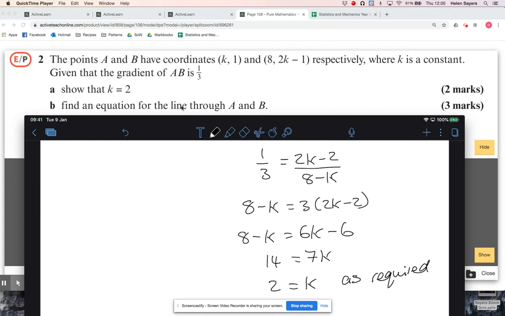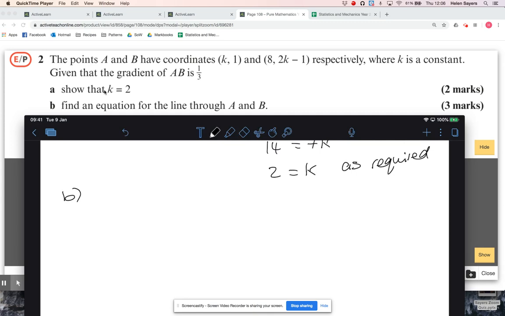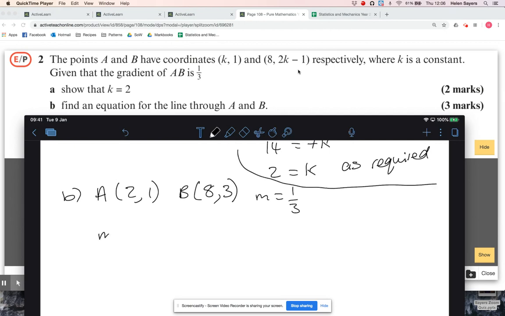Okay, and then B, find an equation for the line through A and B. Okay, so we could have answered this without getting k as 2. So if for any reason you'd had an issue with the first bit, you could, and obviously this bit's worth more marks as well, because they obviously told me k is 2. So if I substitute that in, coordinate A, therefore, I know is 2, 1. Coordinate B, I know is 8, and then if k is 2, that's going to be 3. And I know, to be honest, I don't even need the gradient, but I do also know the gradient is a third.